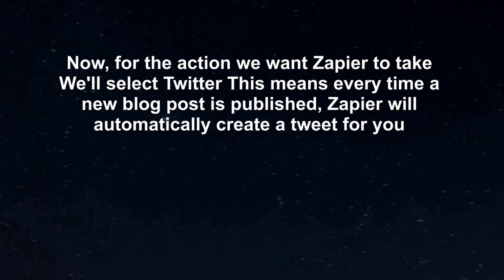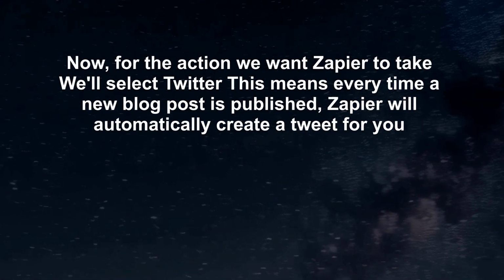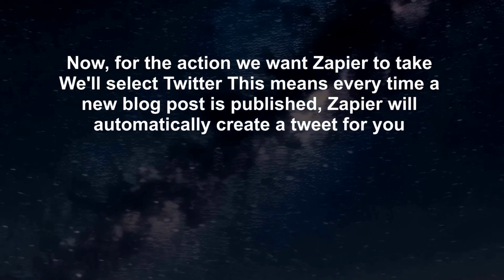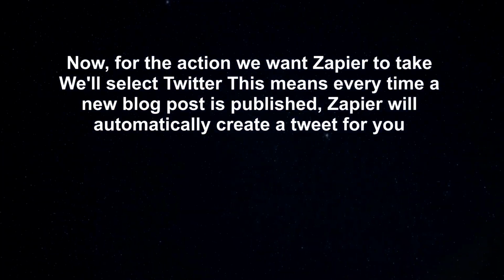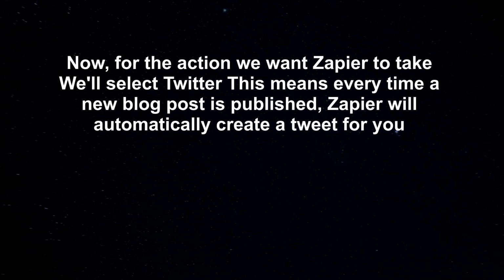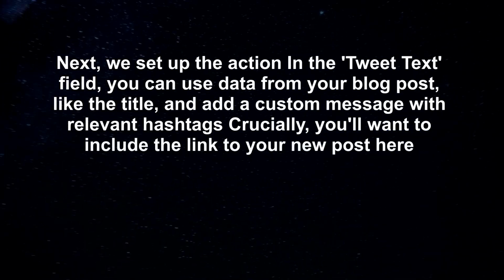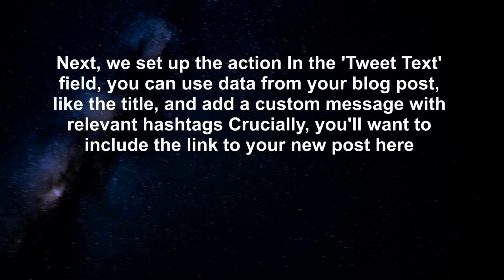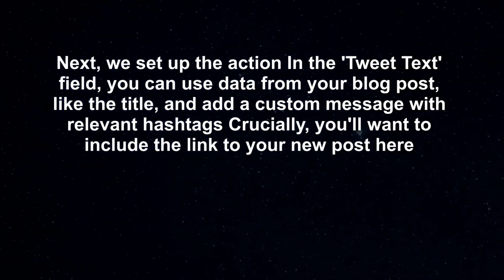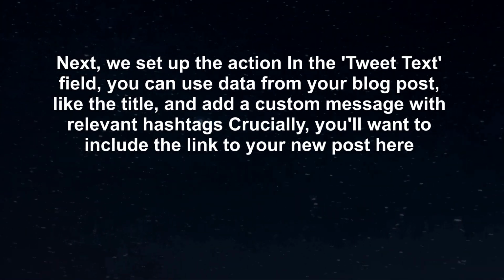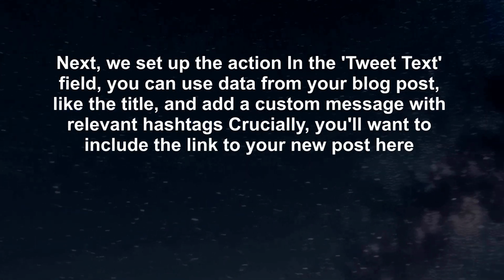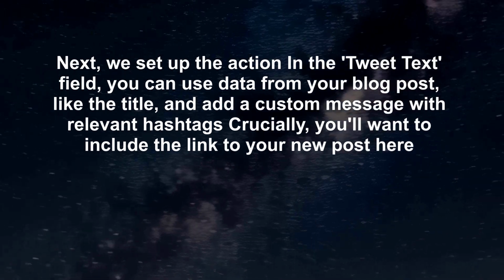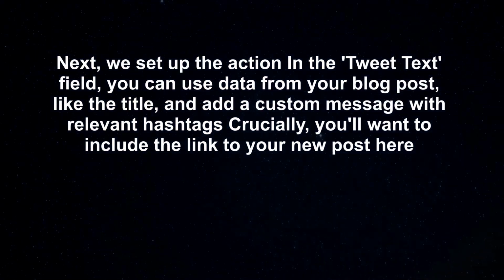Now, for the action we want Zapier to take, we'll select Twitter. This means every time a new blog post is published, Zapier will automatically create a tweet for you. Next, we set up the action in the tweet text field. You can use data from your blog post, like the title, and add a custom message with relevant hashtags. Crucially, you'll want to include the link to your new post here.